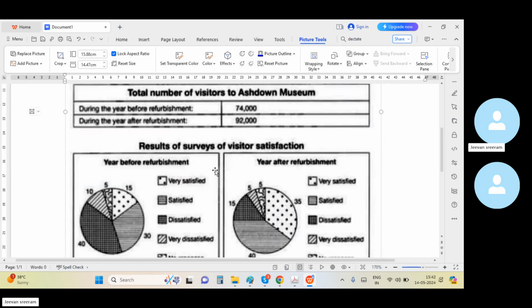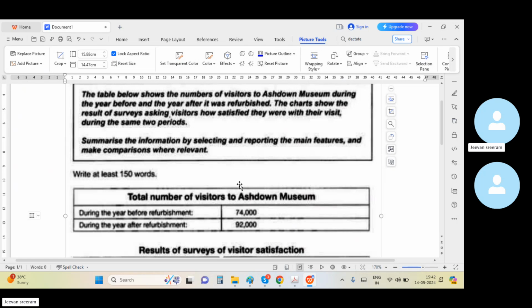So all these details are actually past details. Right? So your response should also be in the past tense. Whatever detailed sentence you write in your response should be in past tense. Clear? Right. So the charts show results of surveys asking visitors how satisfied they were with their visit during the same 2 periods. Right. This can be written in short.